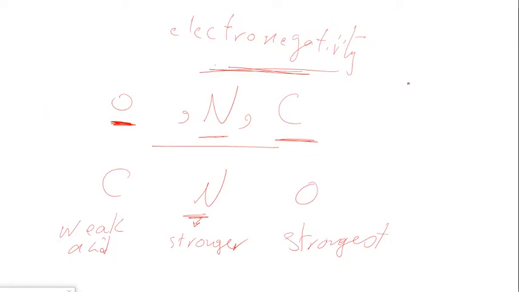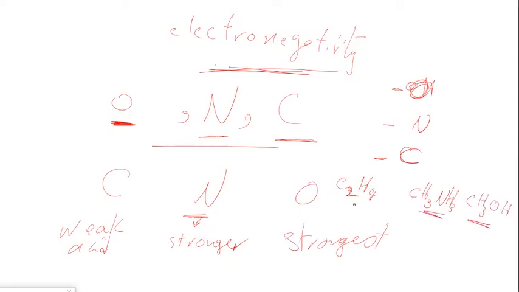This means if I have oxygen, it will act more acidic than the nitrogen, and it will act more acidic than the carbon. So if I have something like C2H6, CH3NH2 methylamine, and something like CH3OH, what is the strongest acid in those?